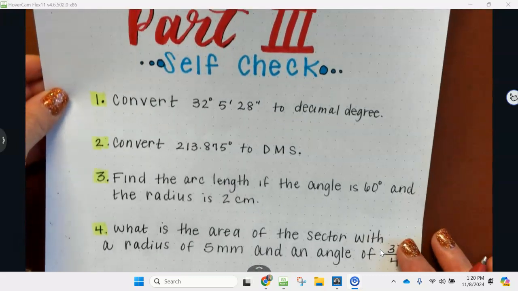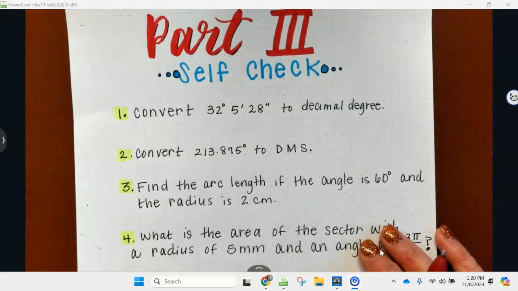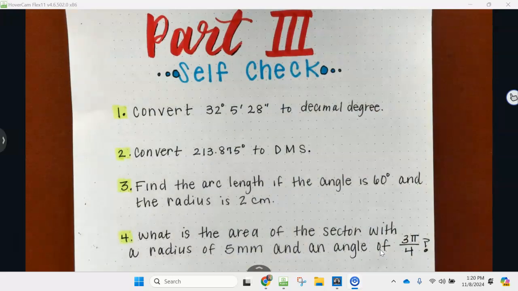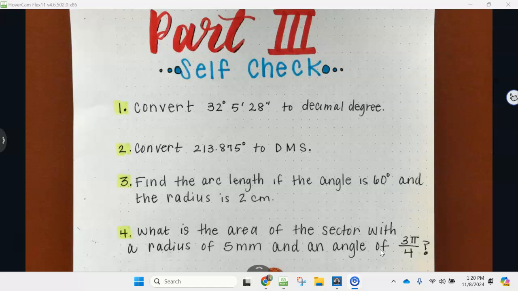All right, so for your self-check, you're going to show me this. Please keep this in your notes. Now listen, you don't have to write everything down verbatim just like this, but please answer all 4 of these. Just go ahead and pause it, and please show me when you are done. And that's it.